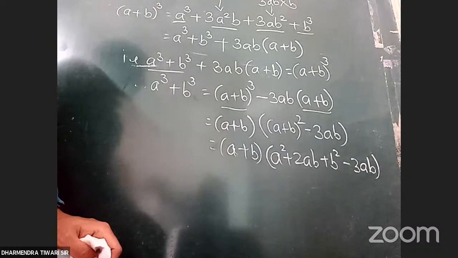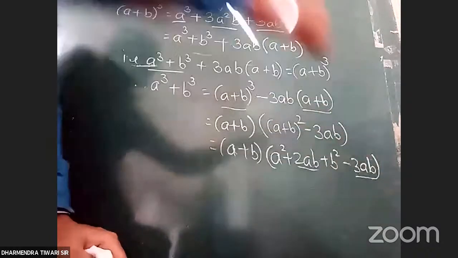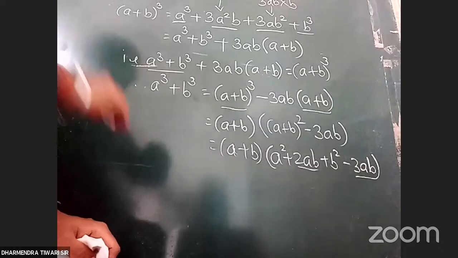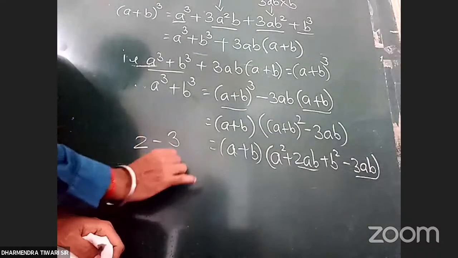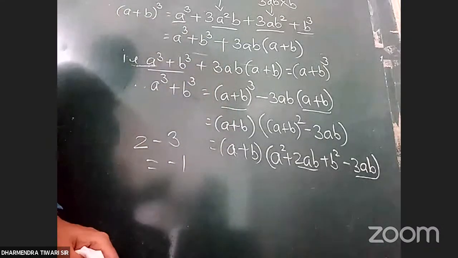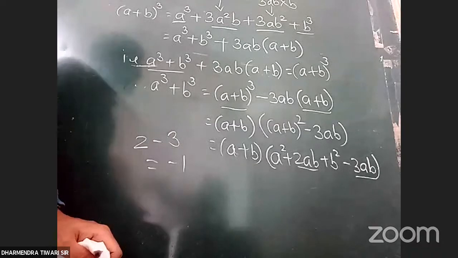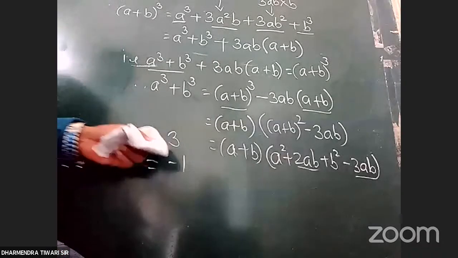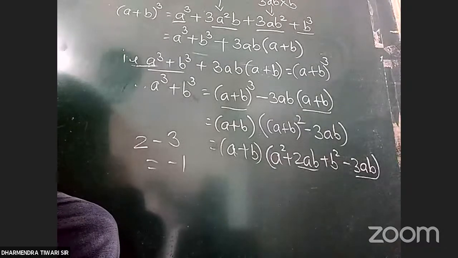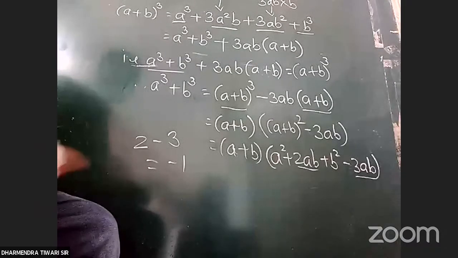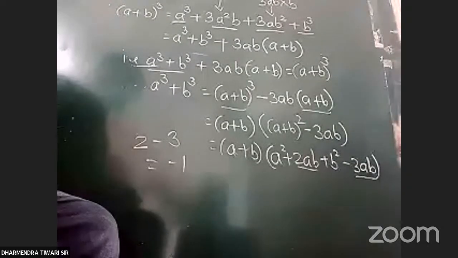Now, we are having 2ab and minus 3ab. So when it comes to calculation, 2 minus 3, what is the answer? Minus 1. We take the sign of the greatest number, which is minus. So I got minus 1.